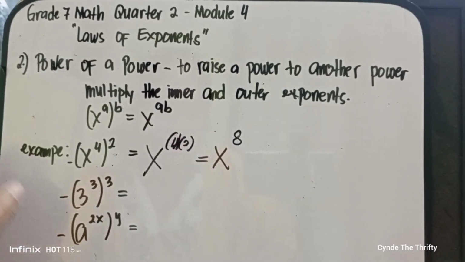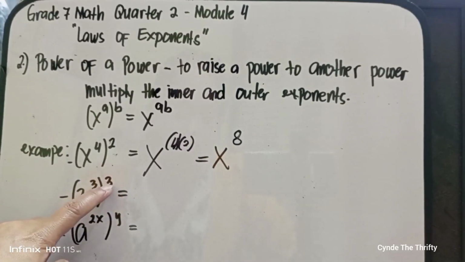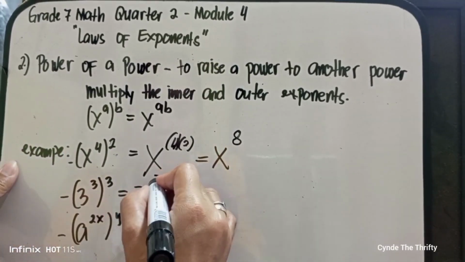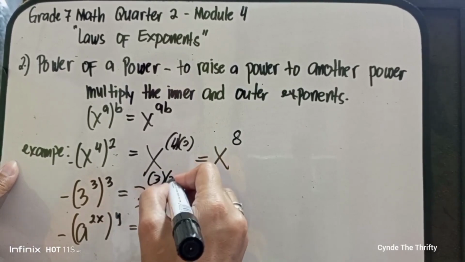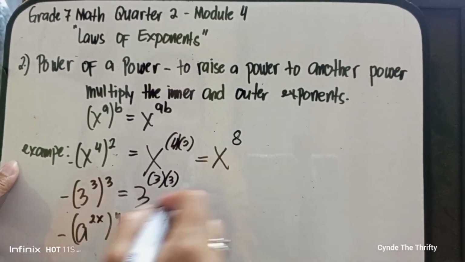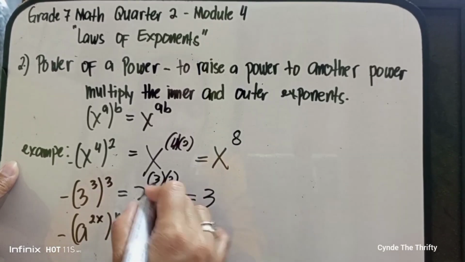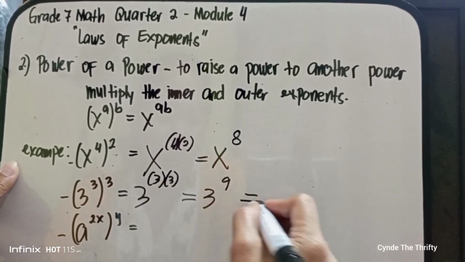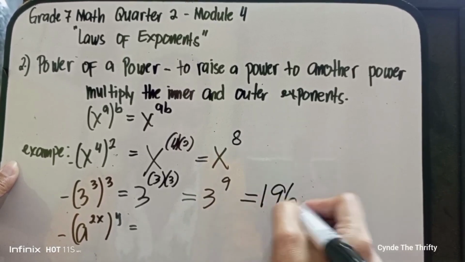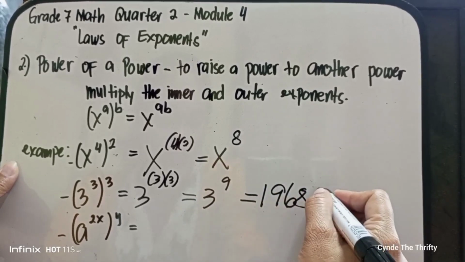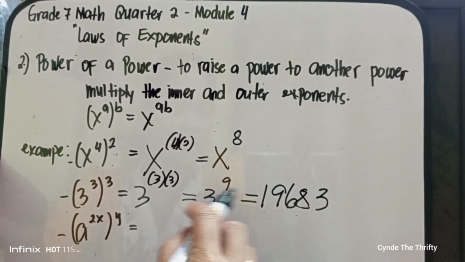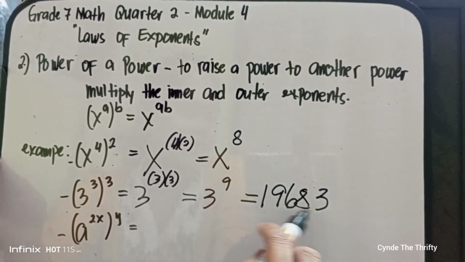Ayan. And the next is, so, meron tayong 3 cube sa loob at meron ding cube sa labas. So, 3 cubed, cubed. So, i-multiply natin ang dalawang exponent. 3 times 3 equals 9. So, 3 raised to the power of 9 is equal to 19,683. Ayan. So, i-multiply nyo na lang ang 3 9 times. So, ang sagot niya is 19,683.